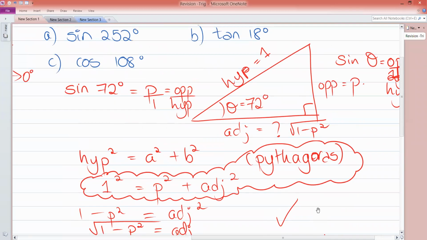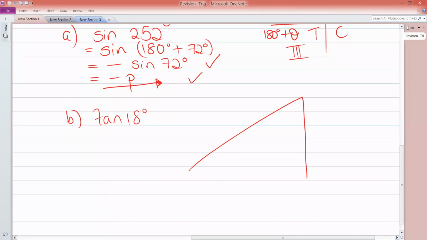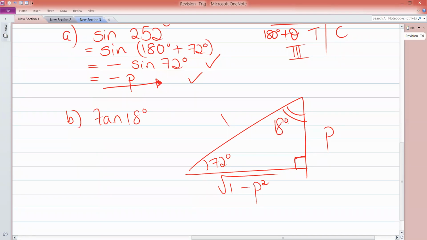What's part B? Part B, we needed to solve tan 18 degrees. Now, remember we had solved our triangle. We had said this is 72. This is the square root of 1 minus p squared, this is 1 and this is p. Now what is this angle here? It's a right angle triangle. So what's this angle at the top here? That's 18. It is 18, ma'am. Brilliant. That is 18 degrees.